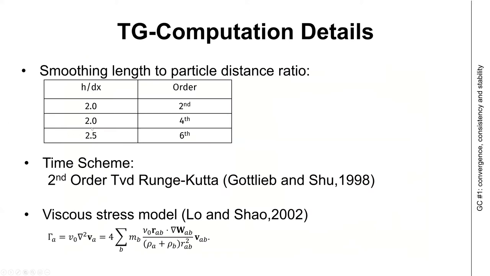Okay, so I already said that when you are using your sixth order model, you have to increase your h over the x ratio in order to keep your scheme stable, but that is due to the fact that the sixth order kernel has a larger region where it becomes negative. And the other thing I wanted to mention is that we were discretizing the viscous stress using Low and Shaw 2002.